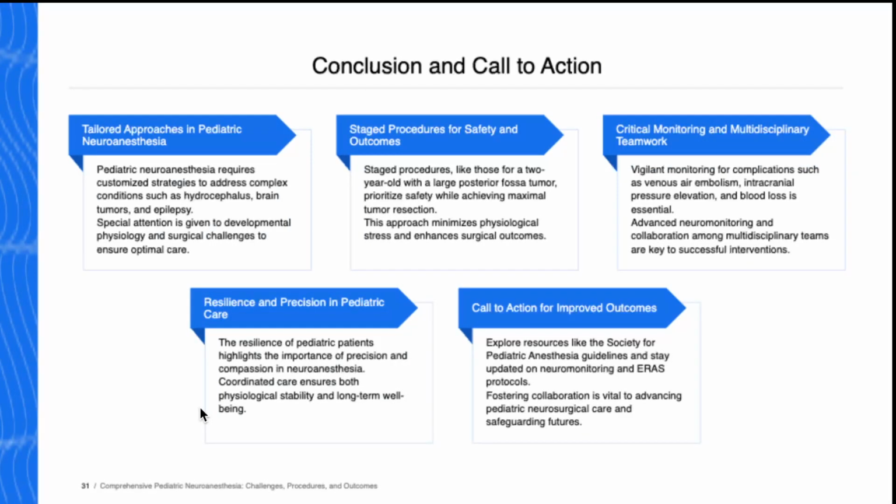Remember, you need to be aware of the need and the possibility for staged procedures, and how we need to maintain safety and not push surgical procedures too far and end up harming or hurting the child. We need to have excellent monitoring, both hemodynamic and neuromonitoring, as well as monitoring for venous air embolism. So in my opinion, a transesophageal echo probe is almost indispensable in these cases.